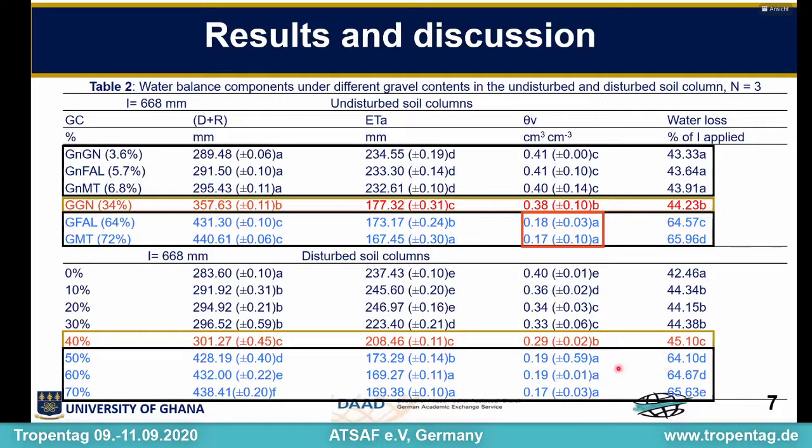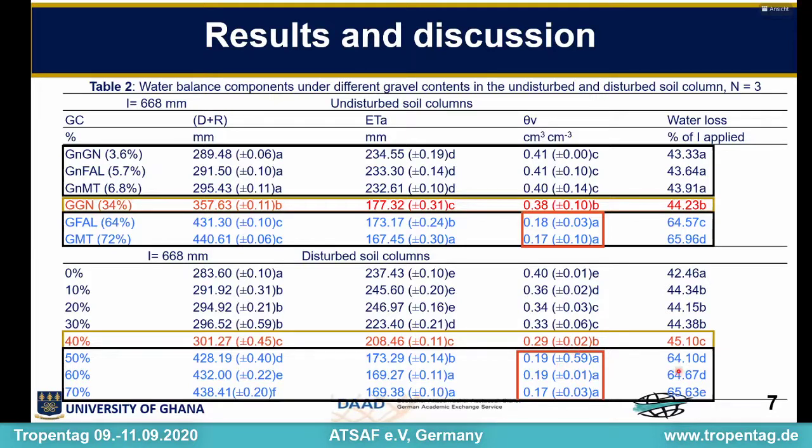And then the moisture content also decreased to less than 0.2 in cases where the gravel content was more than 40%. What we observe here is that when gravel content is more than 40%, macro porosity begins to be the driving force of the movement of the water.